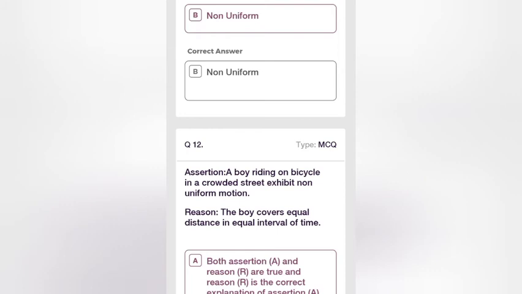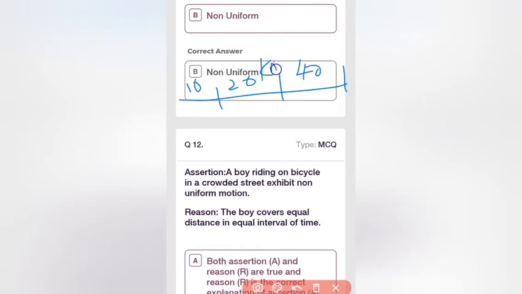This is an assertion and reason type question. A boy riding a bicycle in a crowded street exhibits non-uniform motion. Yes, in a crowded street, as I told you, the speed will be varying. Say 10 km per hour, 20 km per hour, 40 km per hour. So what happens? The speed is going to vary in a crowded street. The motion is going to be non-uniform. That's right. So assertion is true.